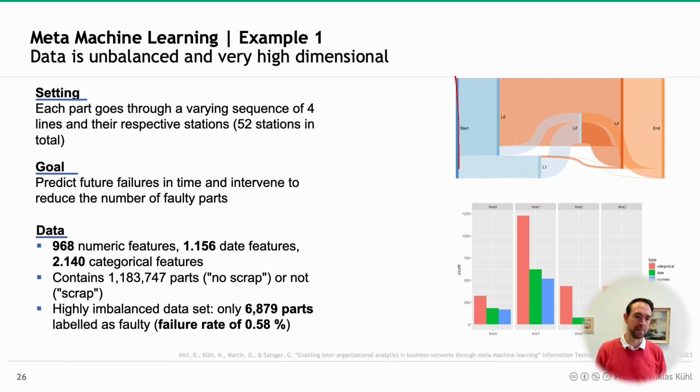That's good for us. Over 1 million parts go through, which are either no scrap, right? That means everything is within order, everything is within quality, or we have scrap. That means our part is faulty. And as always, we have highly imbalanced data, right? So only roughly 7,000 parts are labeled as faulty or scrap. So that is a failure rate of below 1%. So just that you know what we are dealing with.